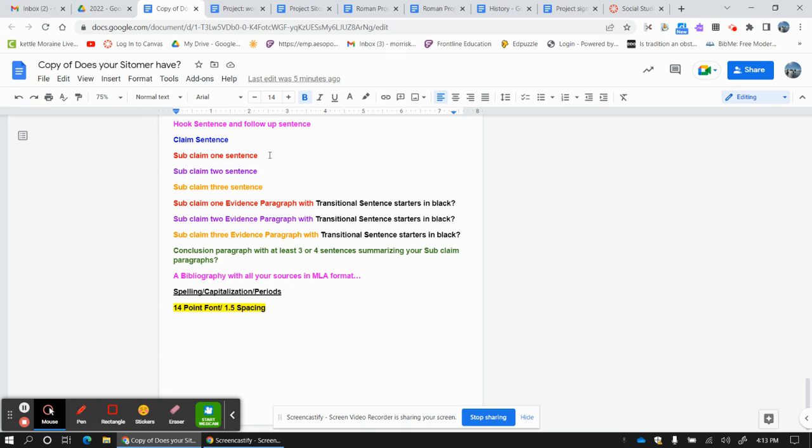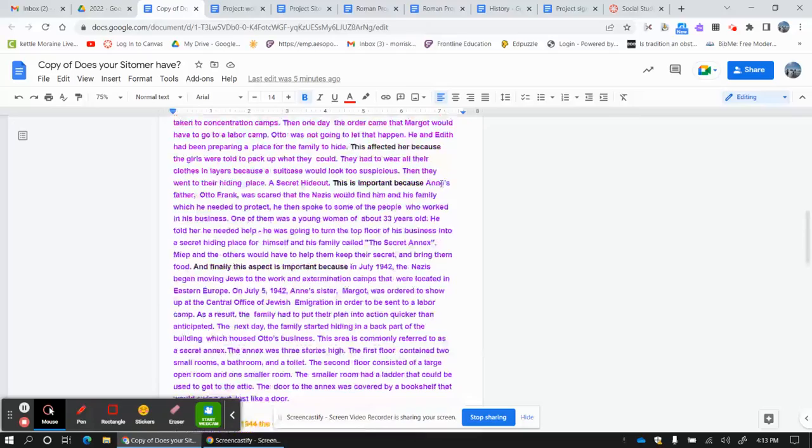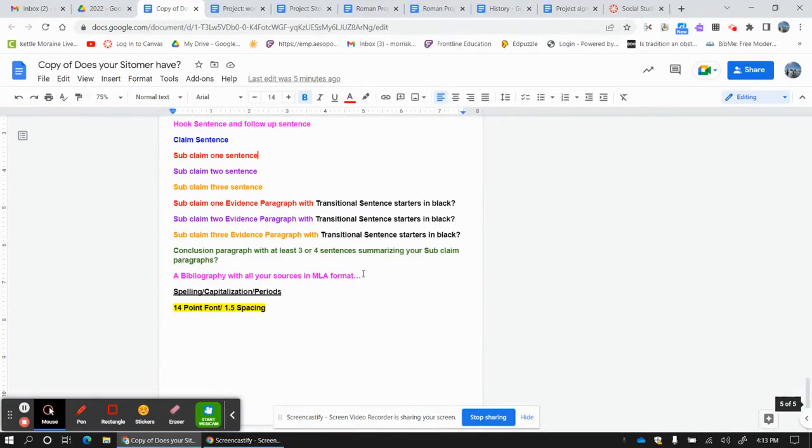Then, of course, do you have one full evidence paragraph with transitional sentence starters in black? I want them in black. And yes, I do. I did it. Alan did it in purple. And Doug did it in orange. And then, of course, do you have your conclusion? And your bibliography. Finally, capitalization, spelling, and periods, 14-point font, 1.5 spacing.